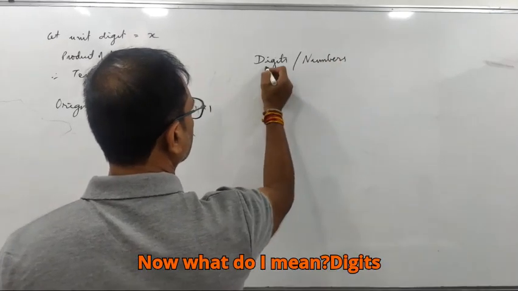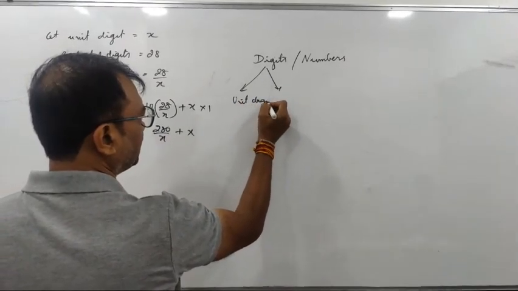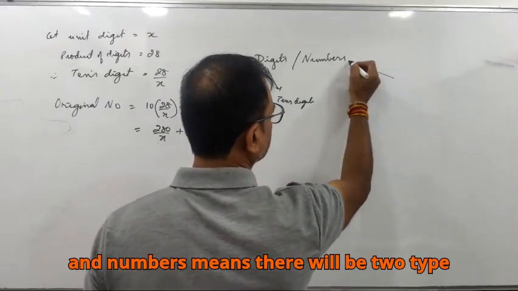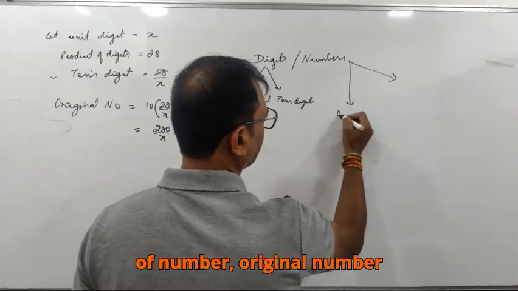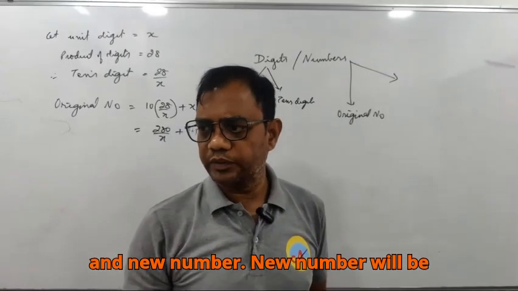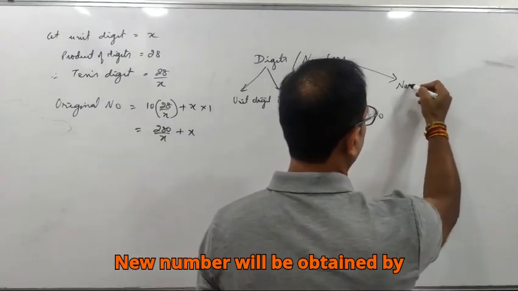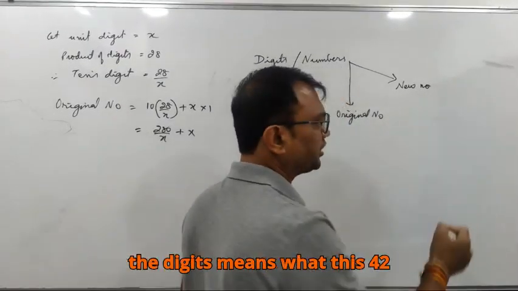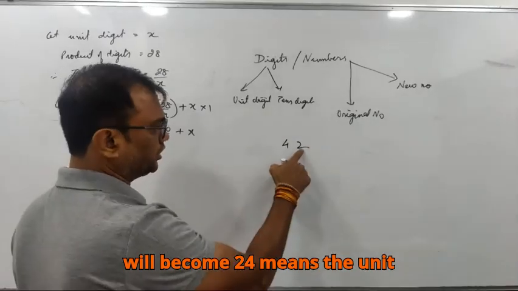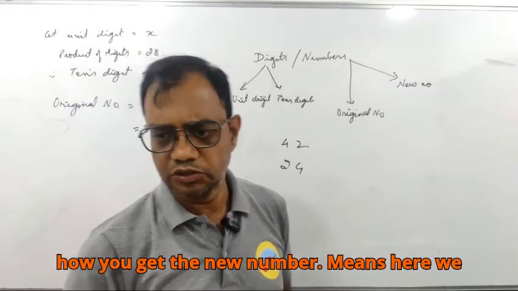Now what do I mean? Digits means the unit digit and the tens digit. And numbers means there will be two types of number, the original number and the new number. The new number will be obtained by interchanging the digits. Interchanging the digits means what? This 42 will become 24, meaning the unit digit becomes the tens digit and the tens digit becomes the unit digit. So that is how you get the new number.